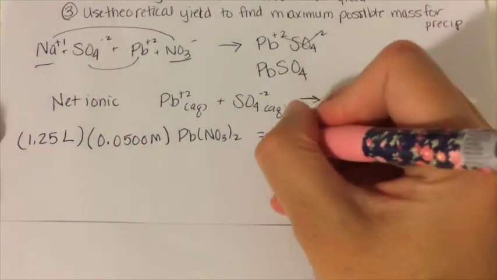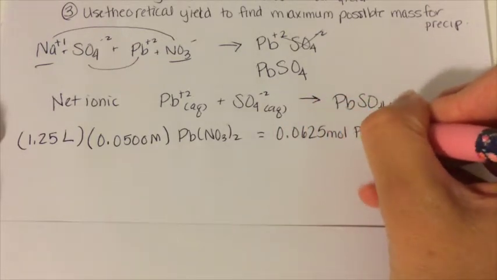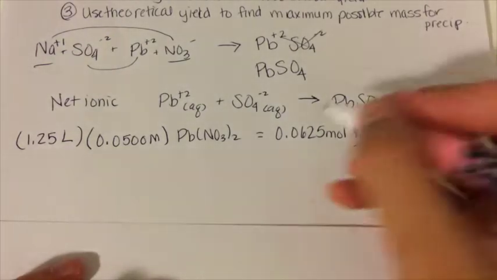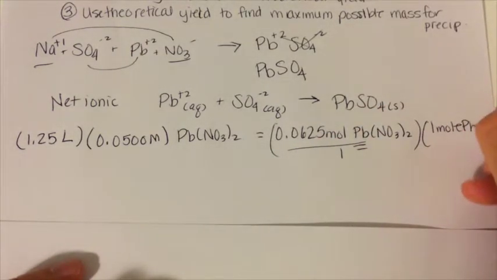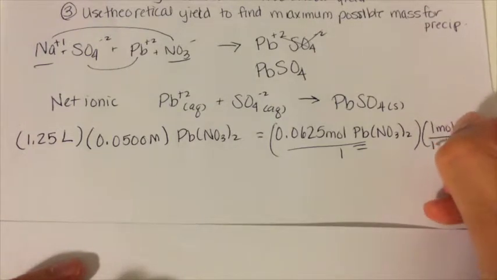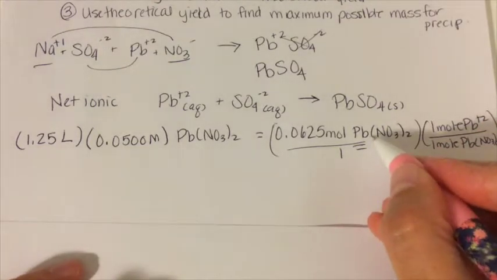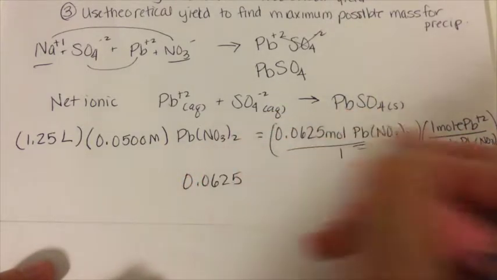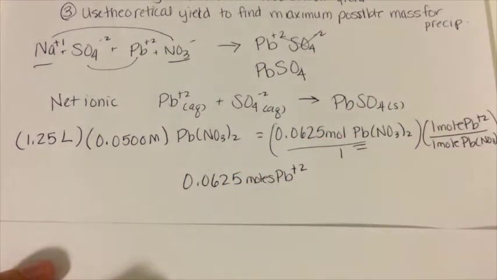And that tells us we have 0.0625 moles of Pb(NO3)2, but we wanted the moles of Pb, and there happens to be 1 mole of Pb +2 for every 1 mole of Pb(NO3)2. Because it's in a 1-to-1 ratio, it has a subscript here of 1, this also means that it's 0.0625 moles of Pb +2 in our first solution.